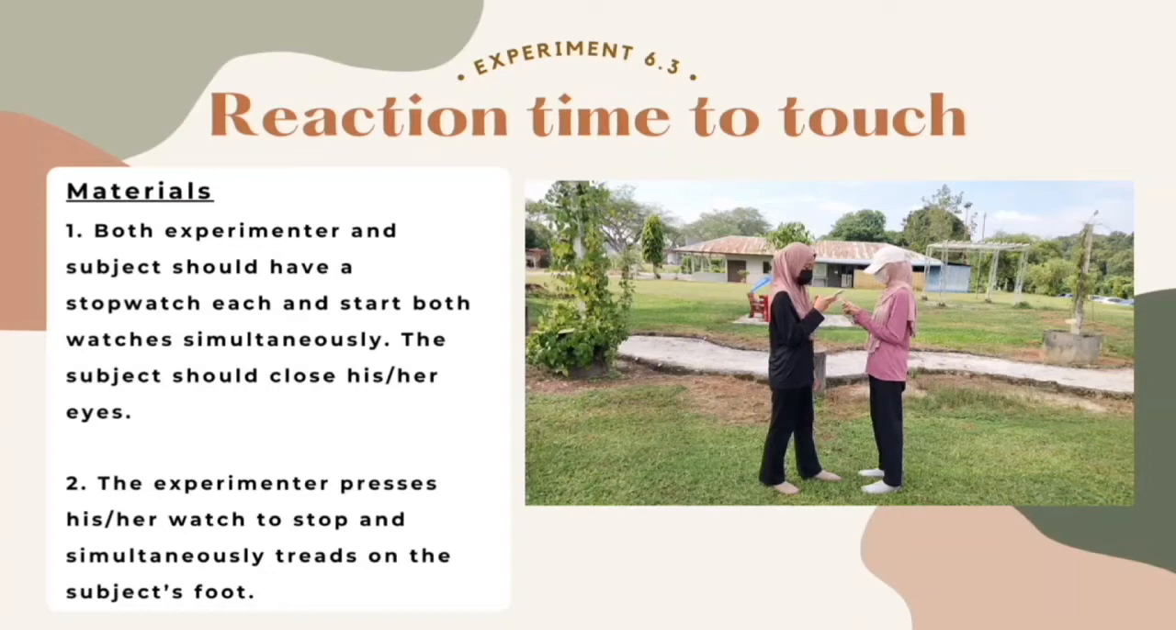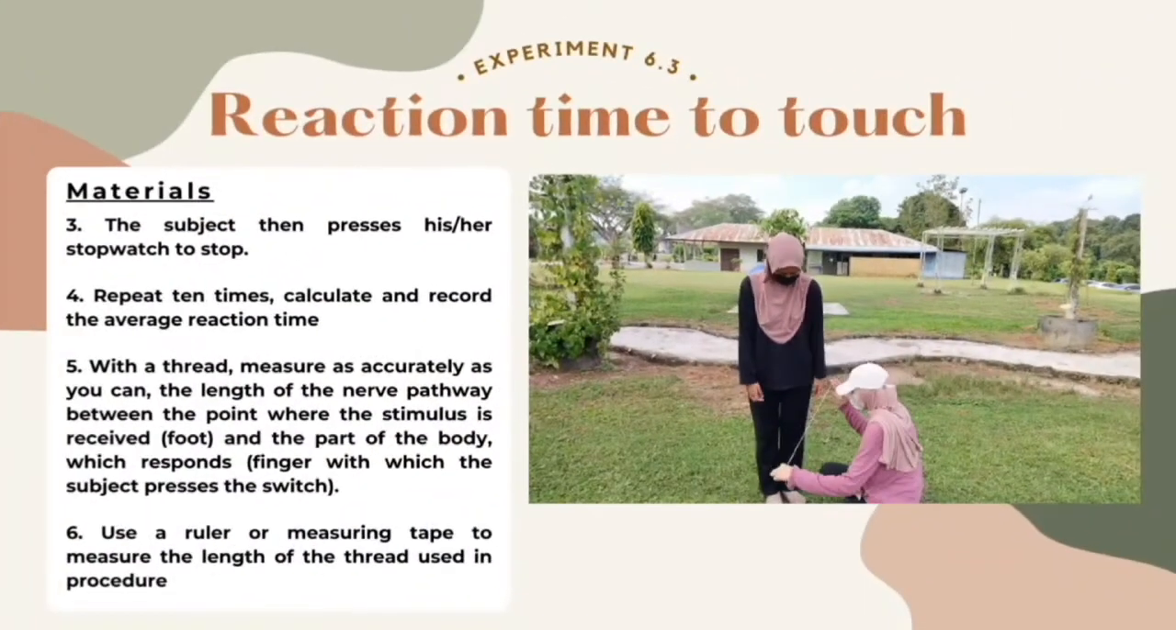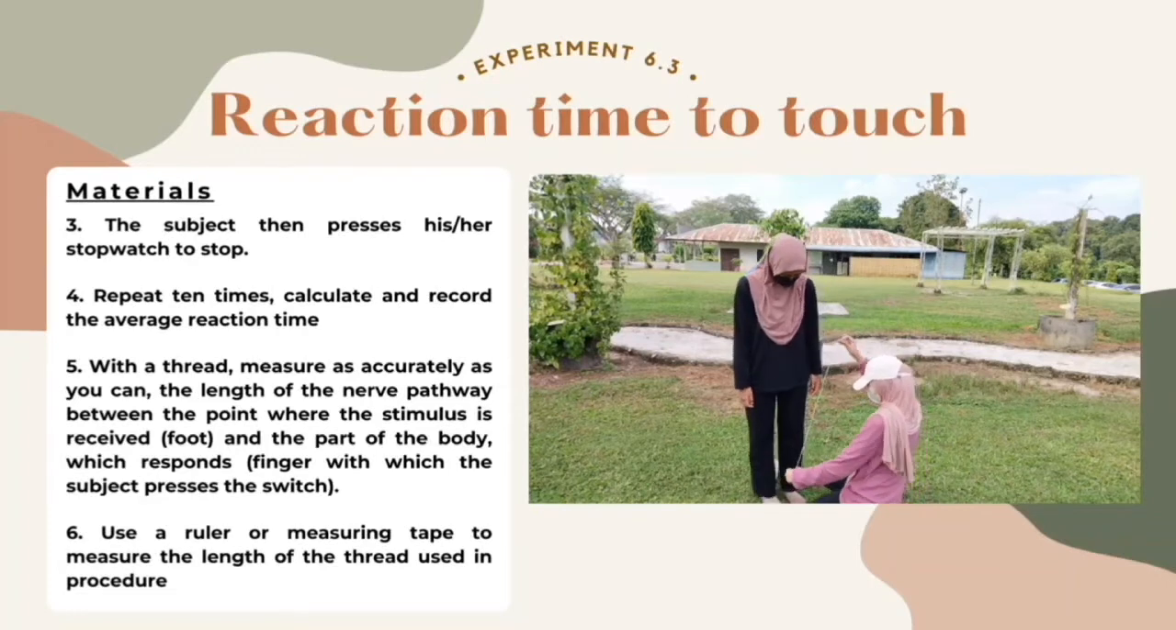I'm sorry. Right, so the first procedure is both experimenter and subject should have a stopwatch each and start both watches simultaneously. The subject should close his or her eyes. The second is the experimenter presses his or her watch to stop and simultaneously touches the subject's foot. Alright, for the third procedure, the subject then presses his or her stopwatch to stop. Repeat 10 times and calculate and record the average duration time.